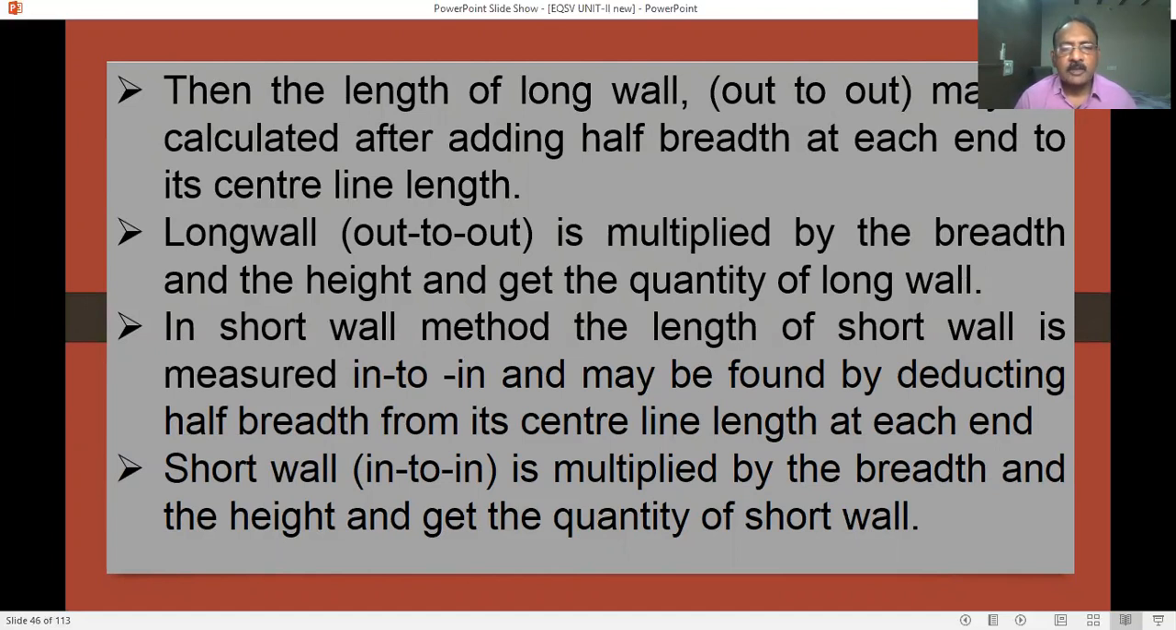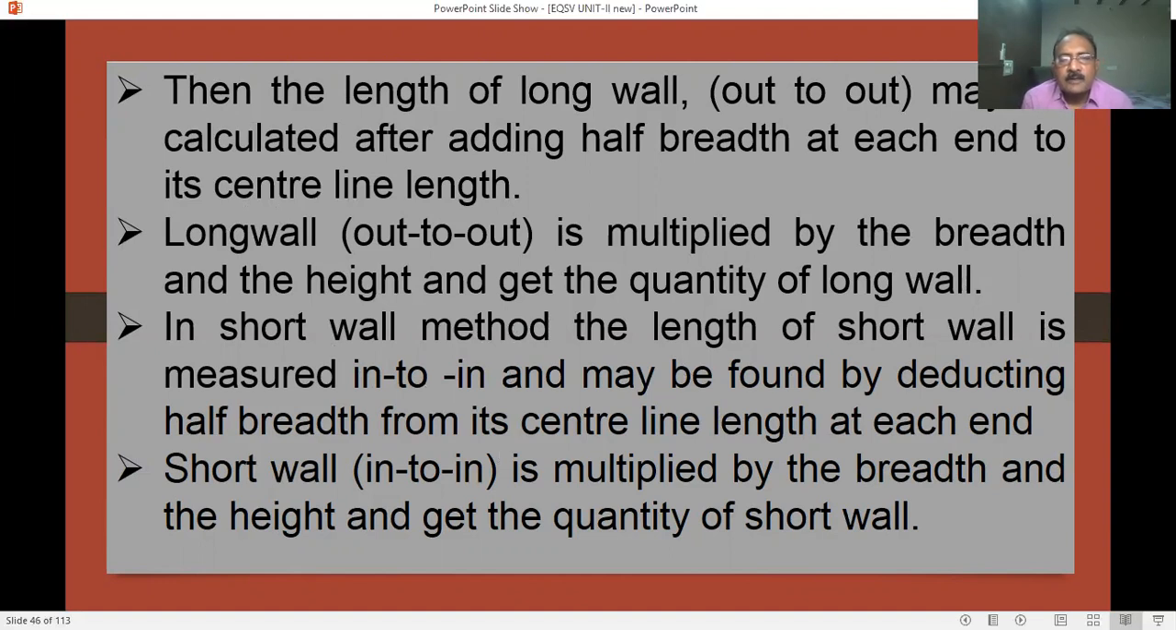In the short wall method, the length of short wall is measured in to in, and it may be found by deducting half of breadth from its center line at each end. Then in long wall or short wall, these are multiplied by breadth and height to get the quantity of long wall or short wall, right? So this is a very important concept, the long wall, short wall method.